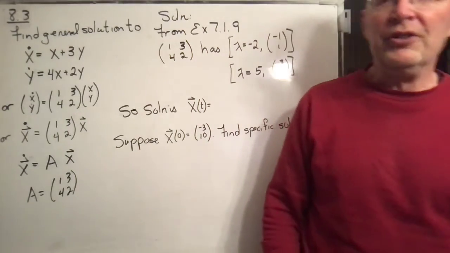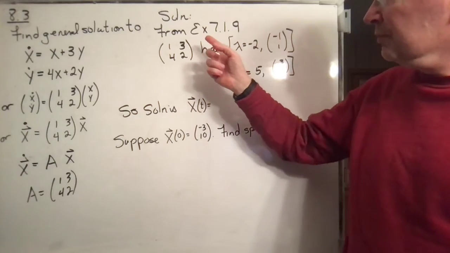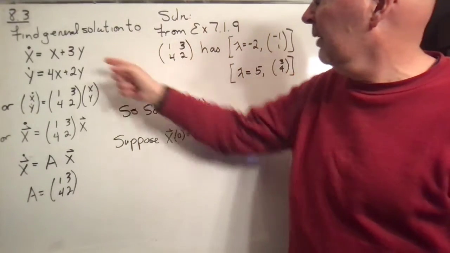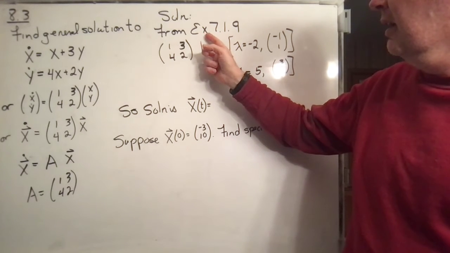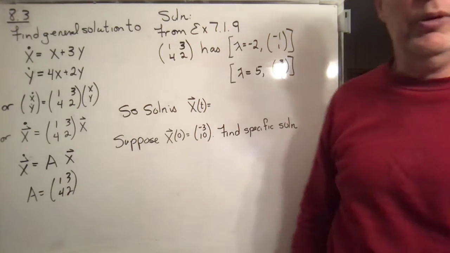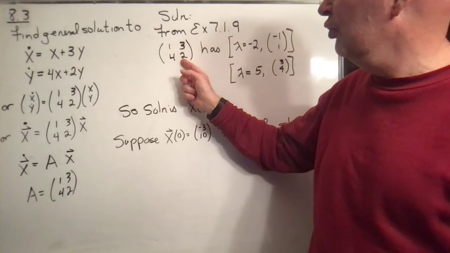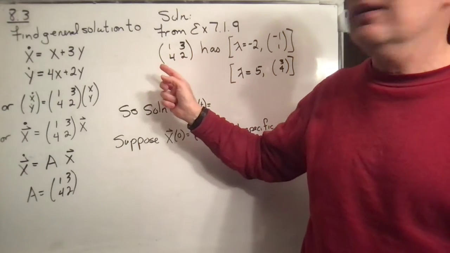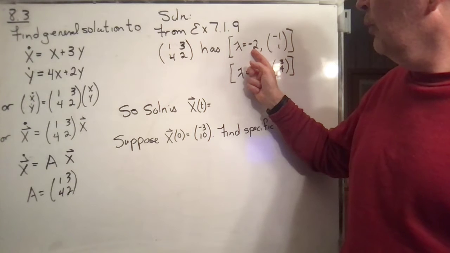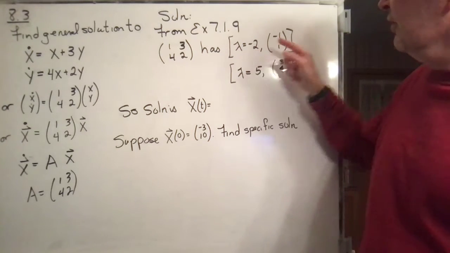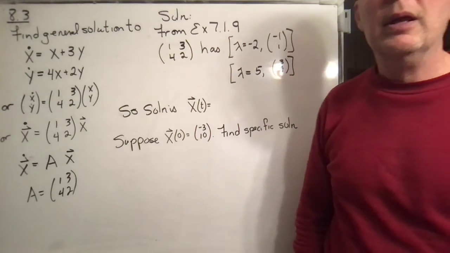So what's the solution? Well, it turns out that I chose this one because we already learned in example 7.19 from a previous section that the matrix 1, 3, 4, 2 has two eigenvalues. It has an eigenvalue of -2, and when we found the associated eigenvector, it was -1, 1.